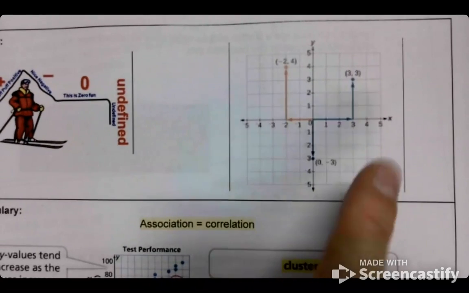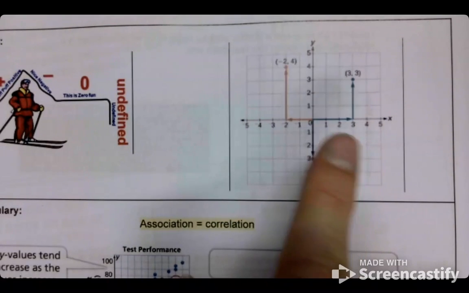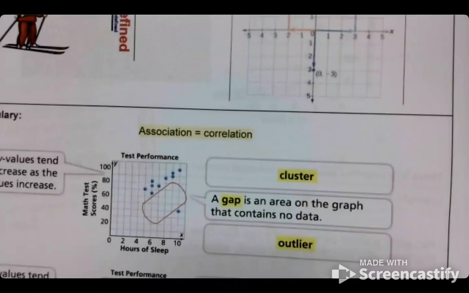We have a review of plotting points, right? Negative 2, 4 goes left 2 and then up 4. 3, 3 goes over 3, up 3. 0, negative 3 doesn't go left or right. It just goes down 3.